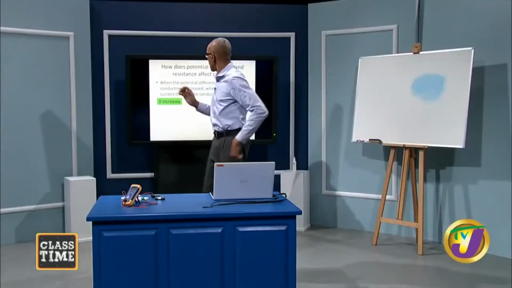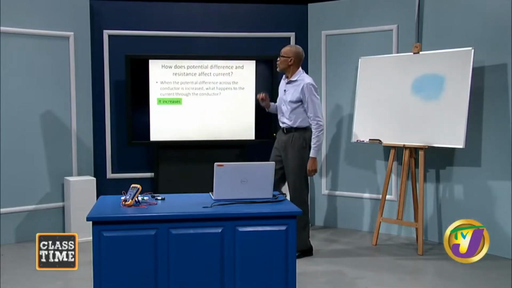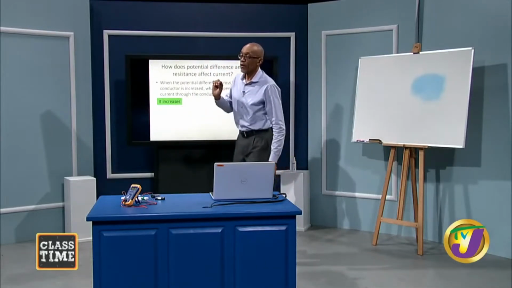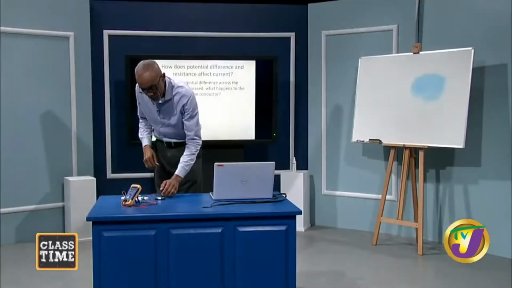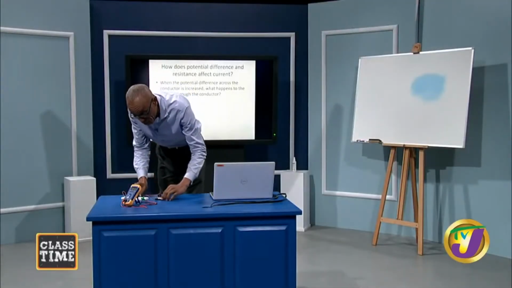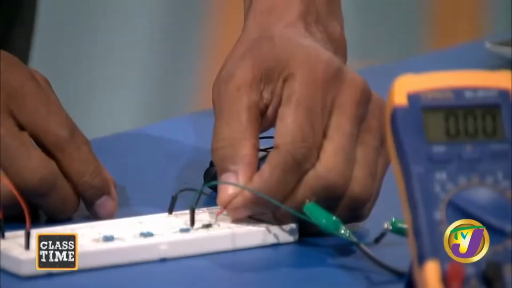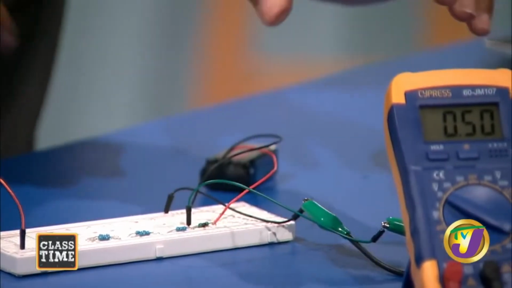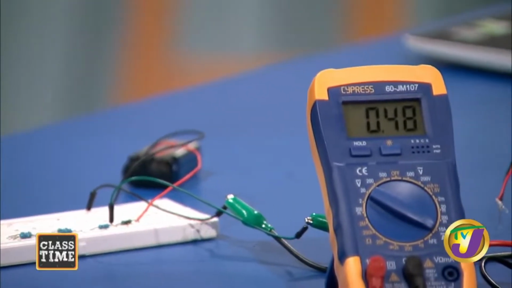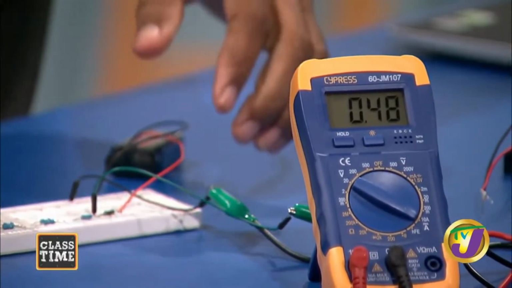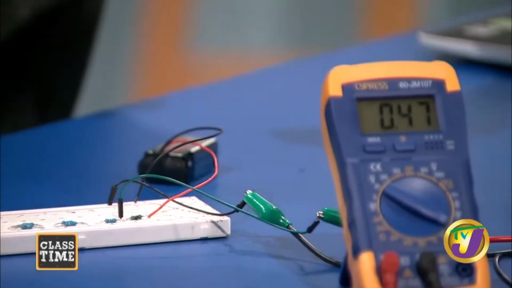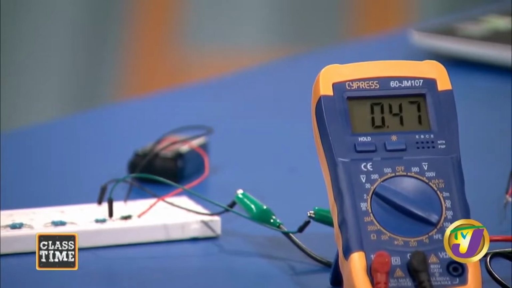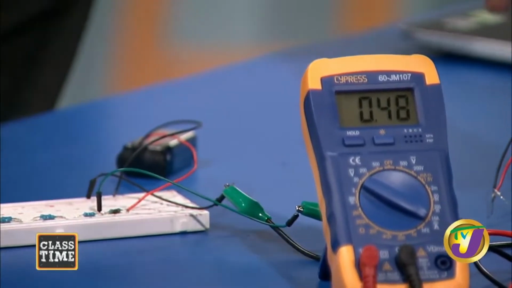All right. So the next thing we will look at is how resistance affects the current. Right now, I have the 9 volts, and that is connected across one resistor. What I'm going to do is connect the 9 volts across 2 resistors, and let's see what happens.